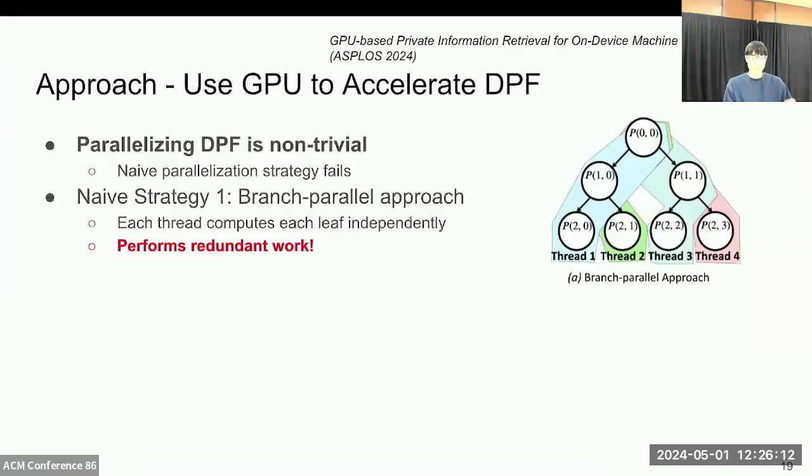And so the idea here is very simple, which is you have each thread of each core be assigned to a different branch of the DPF evaluation tree, and all of them independently evaluate those branches simultaneously. And this approach is naive, and it doesn't work because two threads might evaluate the same interior node twice, which duplicates computation. It performs redundant work, and this approach is highly inefficient.